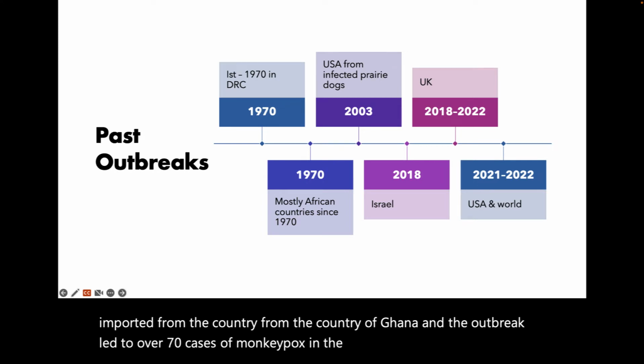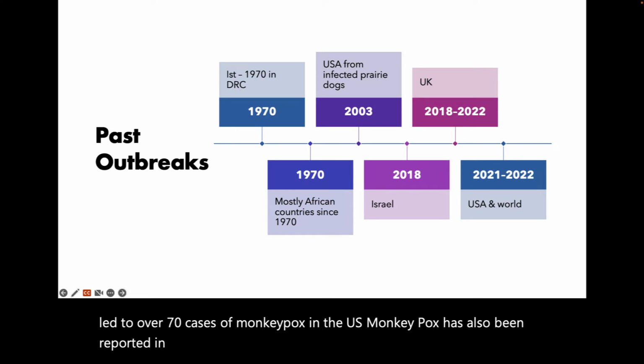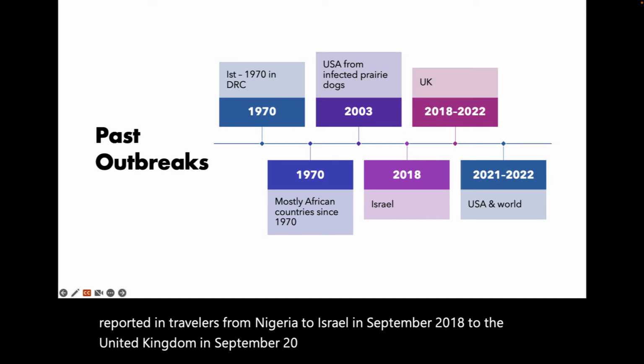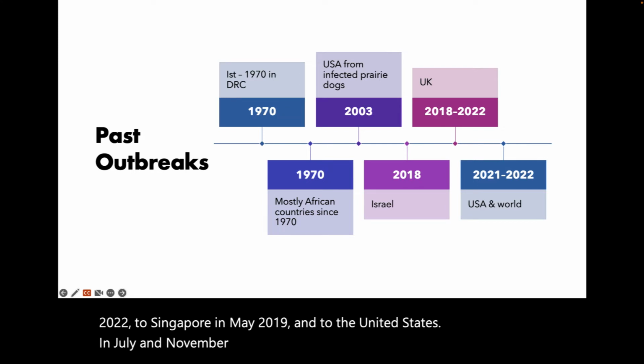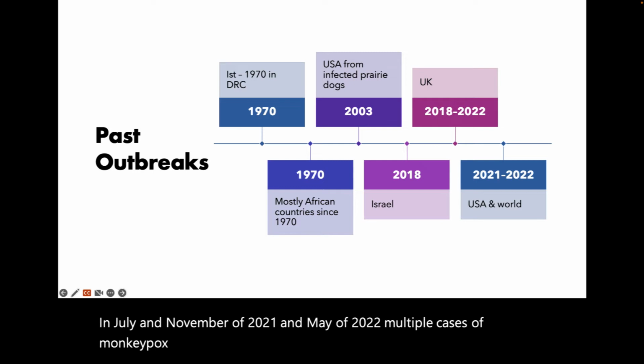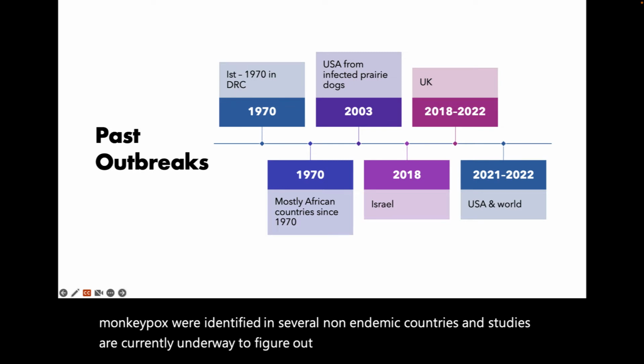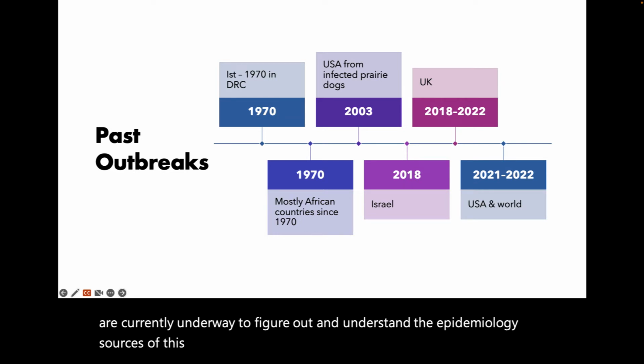Monkeypox has also been reported in travelers from Nigeria to Israel in September 2018, to the United Kingdom in September 2018, December 2019, May 2021, and May 2022, to Singapore in May 2019, and to the United States in July and November of 2021. In May of 2022, multiple cases of monkeypox were identified in several non-endemic countries, and studies are currently underway to understand the epidemiology, sources of this infection, and the transmission patterns.